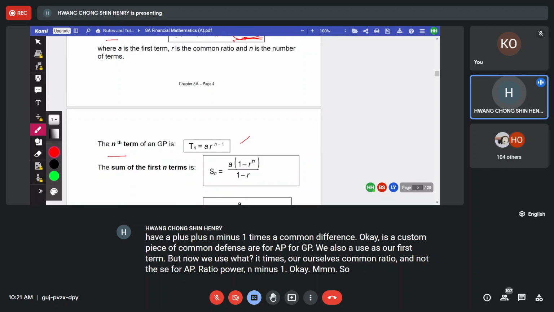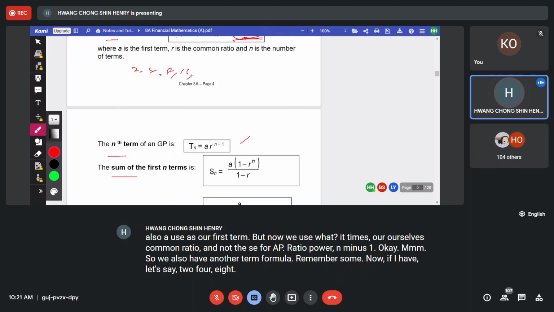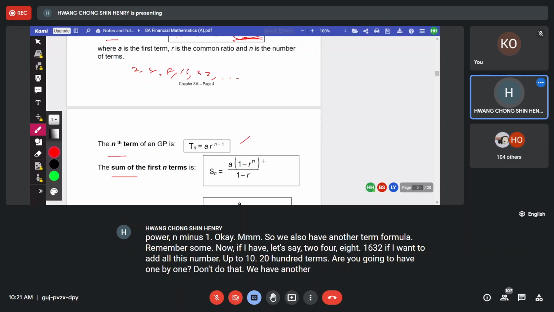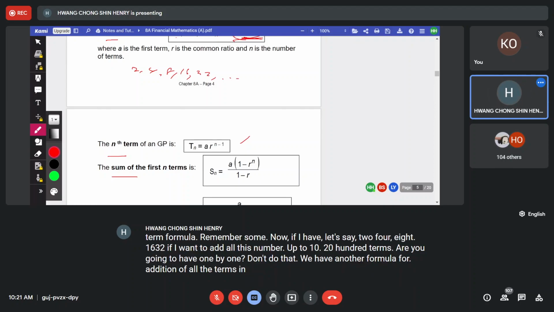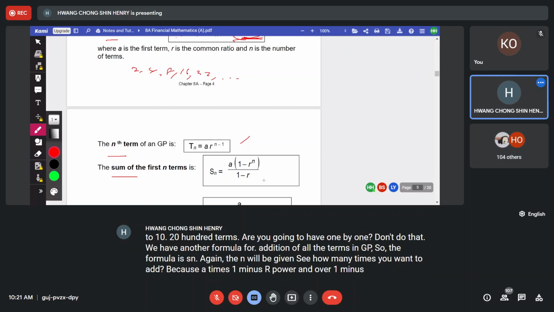So we also have another formula. Remember sum? Now if I have, let's say, 2, 4, 8, 16, 32, if I want to add all these numbers up to 10, 20, 100 terms, are you going to add one by one? Don't do that. We have another formula for addition of all the terms in GP. So the formula is Sn. Again, the n will be given. See how many terms you want to add. Equal to A times 1 minus R to the power n over 1 minus R. Okay.